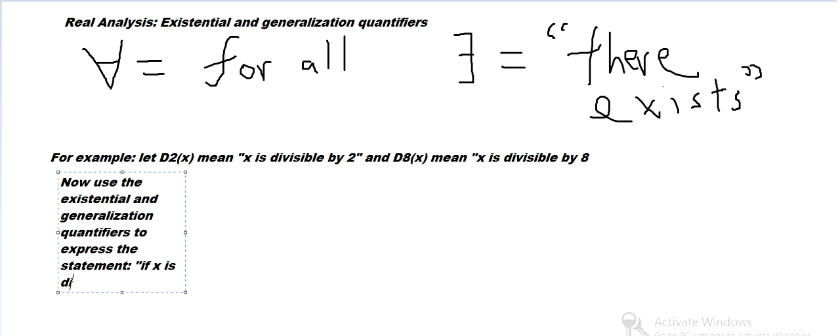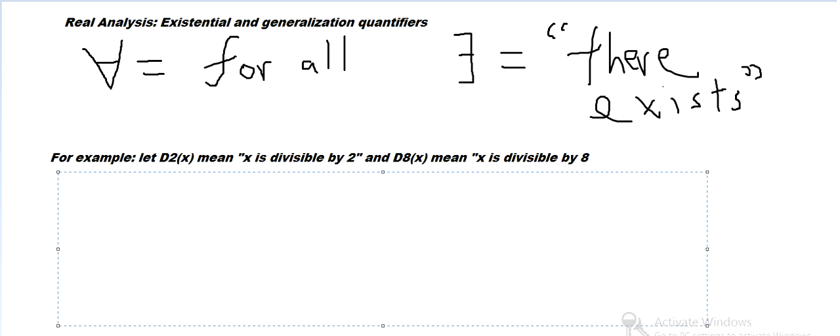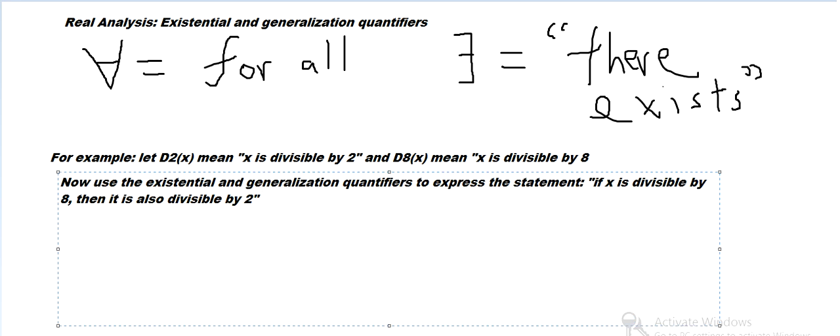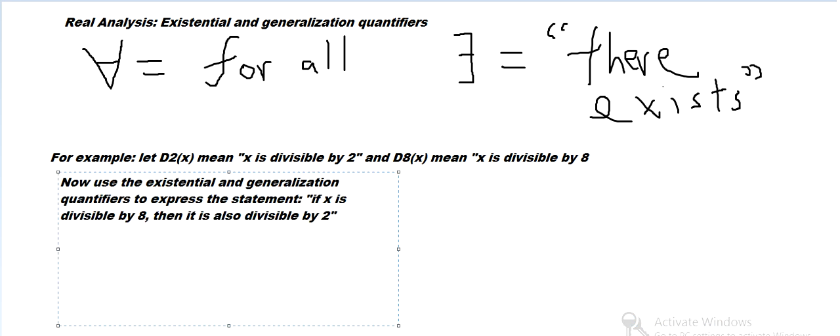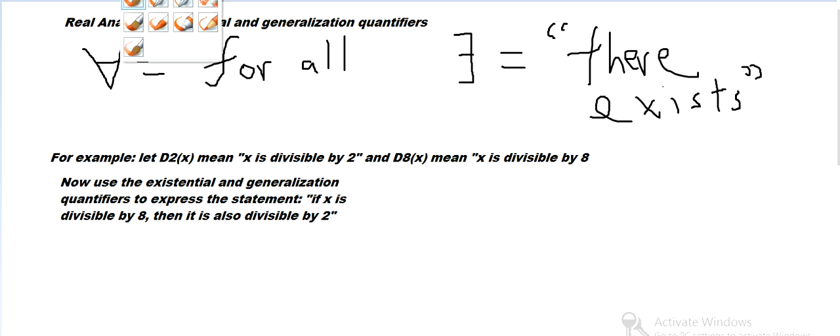If x is divisible by 8, then it is also divisible by 2. So for example, 8, 16, 24, 32. Those are all divisible by 8. But of course they're also divisible by 2. So since 8 is a multiple of 2, we can do it like this.